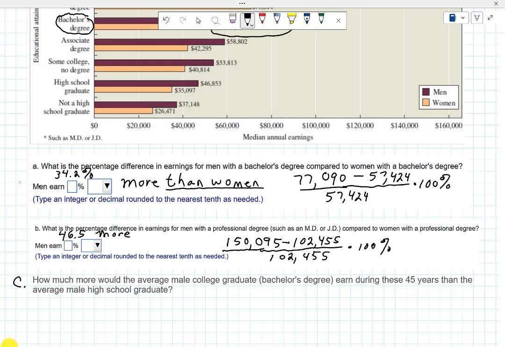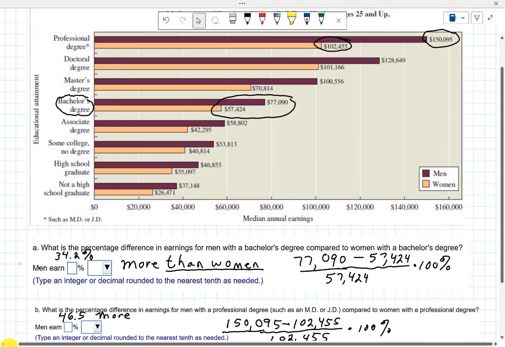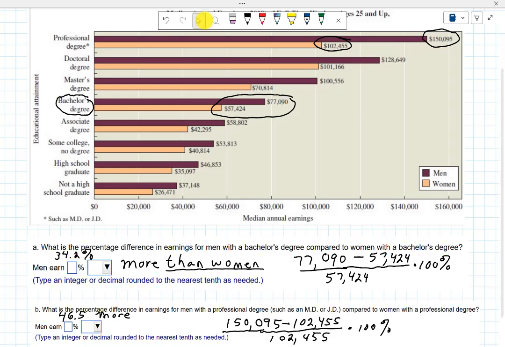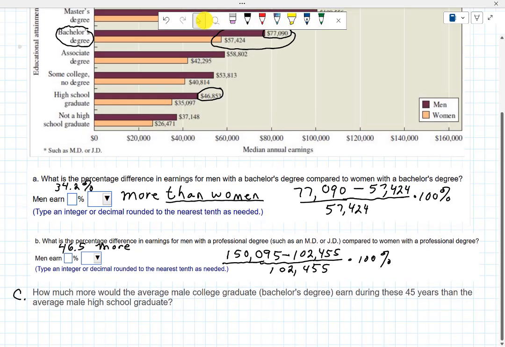The next question is, how much more does a male college student with a bachelor's degree earn during 45 years than the average male high school graduate? So let's take a look at what we're looking at here. Now this is the male bachelor's degree pay, and the high school graduate male is down here. So those are my two numbers, 77,090 minus 46,853.